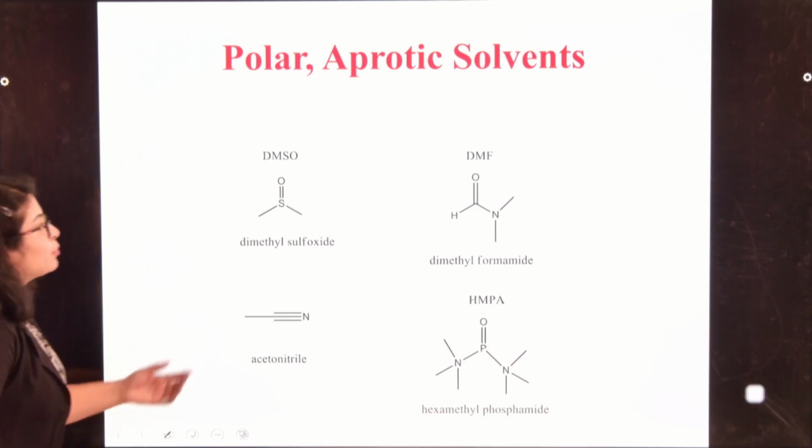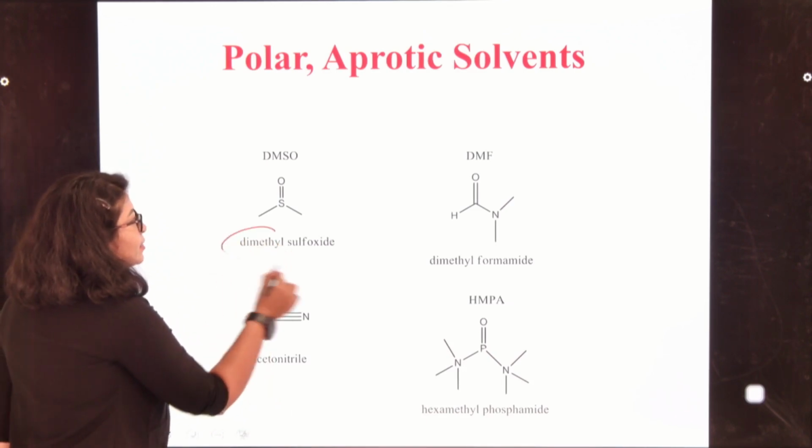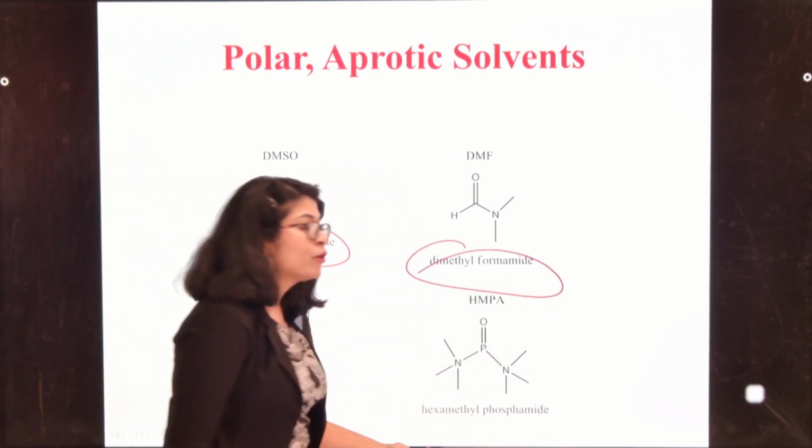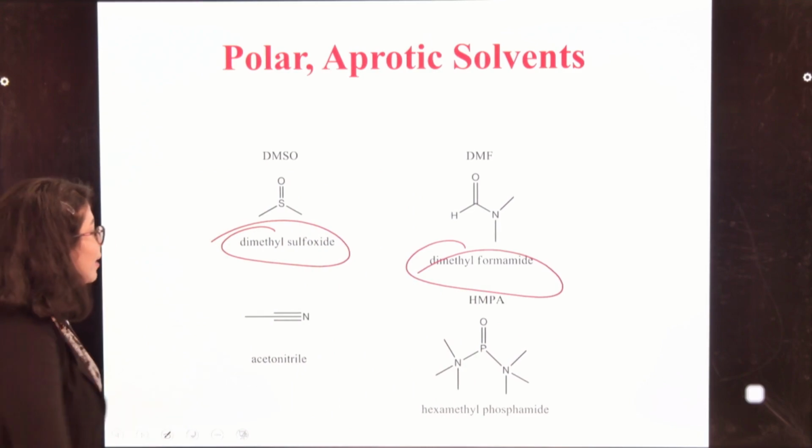These are some of the examples of polar aprotic solvents: dimethyl sulfoxide (DMSO), dimethyl formamide (DMF), hexamethylphosphoramide (HMPA), and acetonitrile.